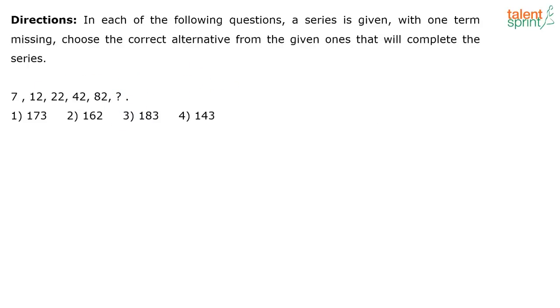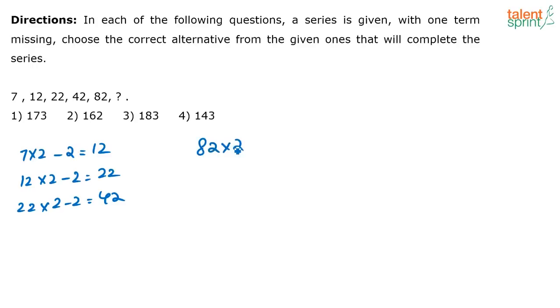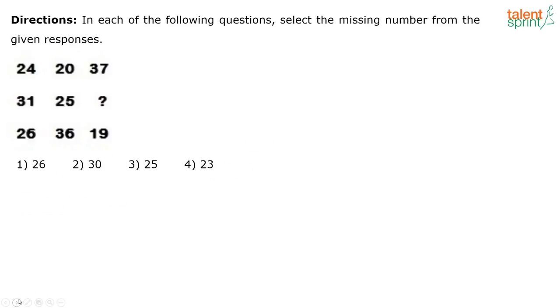7, 12, 22, 42, 82, question mark. What is the pattern that is used here? See, 7 into 2 minus 2 is equal to 12. 12 into 2 minus 2 is equal to 22. 22 into 2 minus 2 is equal to 42. Similarly, 42 into 2, that is 84, minus 2 is equal to 82. So what is the missing number? 82 into 2 minus 2, that is equal to 162. That is the missing number. That is option 2. Next.